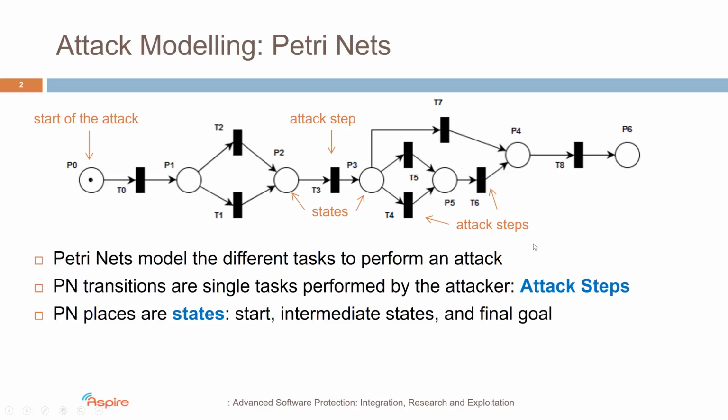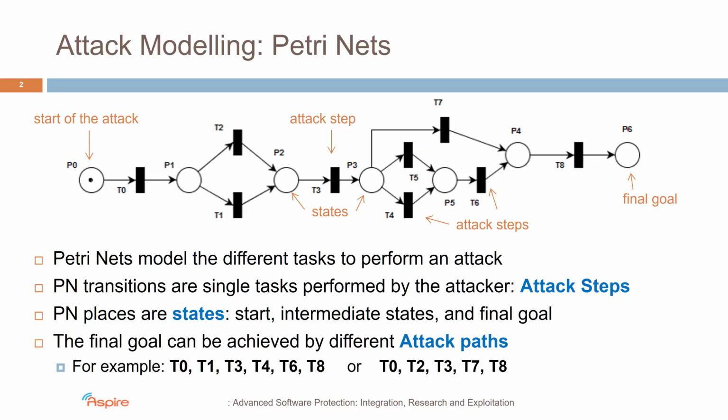A Petri net has a starting state, a final state, and different intermediate states. The final goal can be achieved by different attack paths. An attack path is a sequence of attack steps. For example, T0, T1, T3, T4, T6, T8 is an attack path that the attacker can use to achieve the final goal.